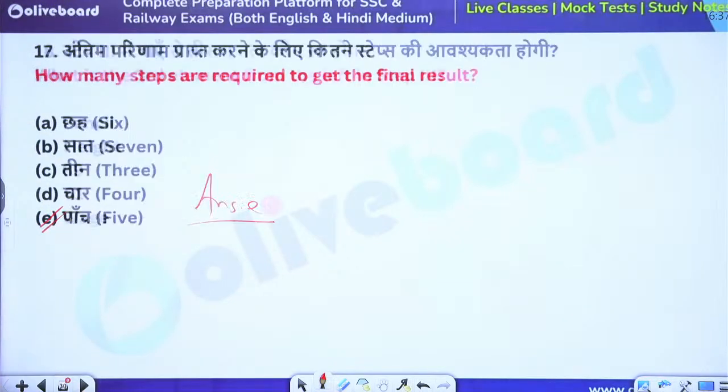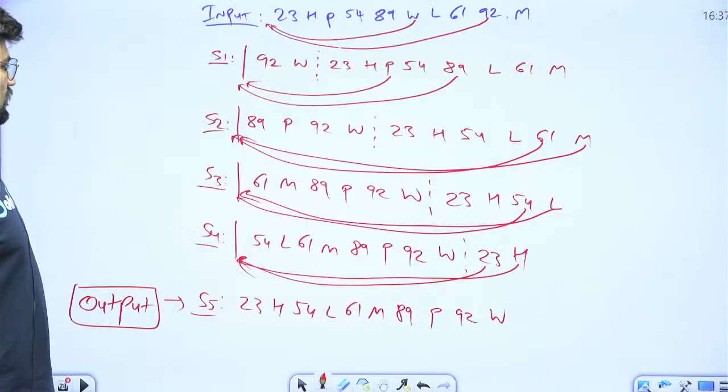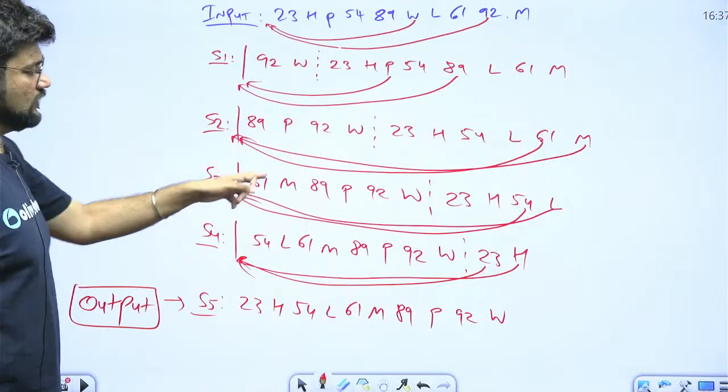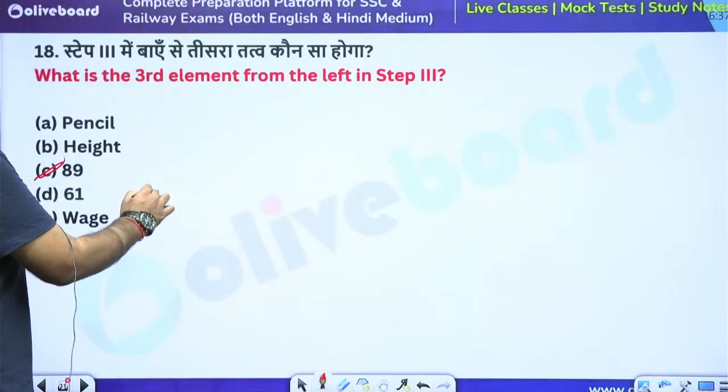Okay. Next. What is the third element from the left in step 3? Third element from the left in step 3. 1, 2, 3. It's 89. Option C.